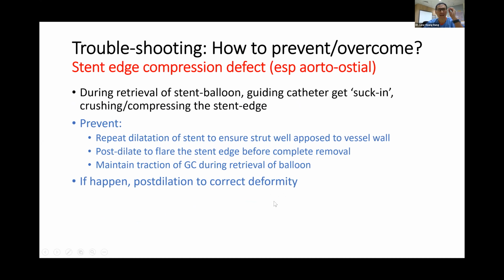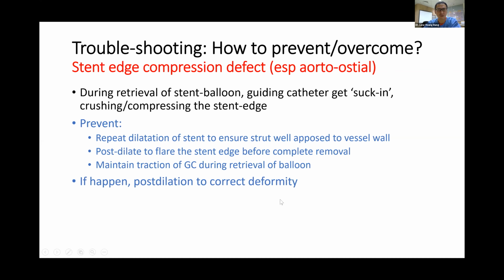Okay, stent edge compression defect. We have to be very careful as we withdraw the balloon, because the guiding catheter can get sucked in and crush and compress the stent edge. To prevent that, it's important to dilate the stent after we post-dilate, pull back the balloon, and repeat the dilatation to make sure the struts are well apposed to the vessel wall to minimize that risk. And as we say, maintain the traction on the guide, and it's very important.